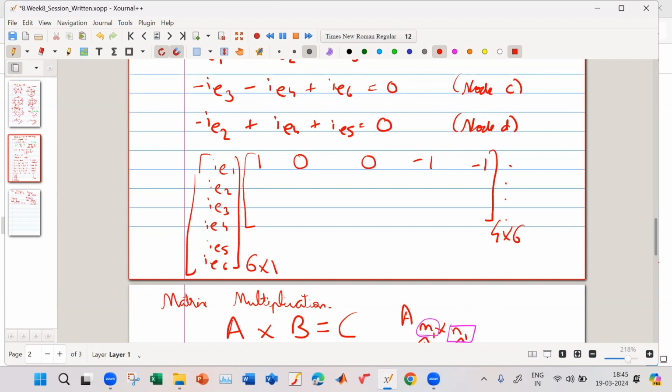So can I do matrix multiplication over here? No, sir. So there is a mistake over here. In actual reality, what should be done is, I'll rub this off.